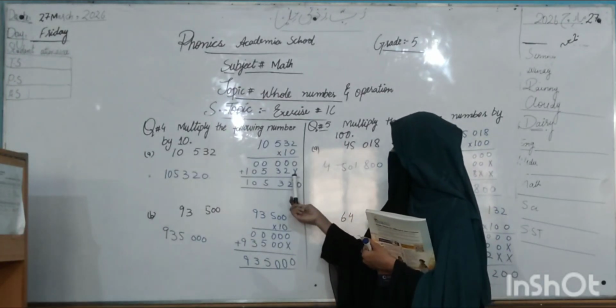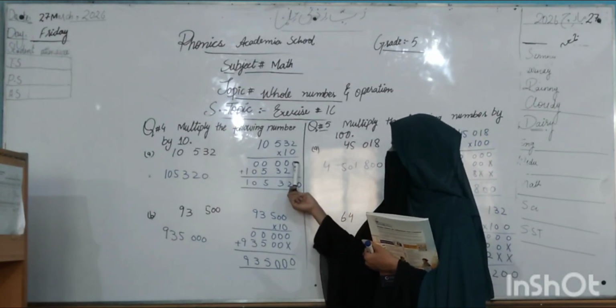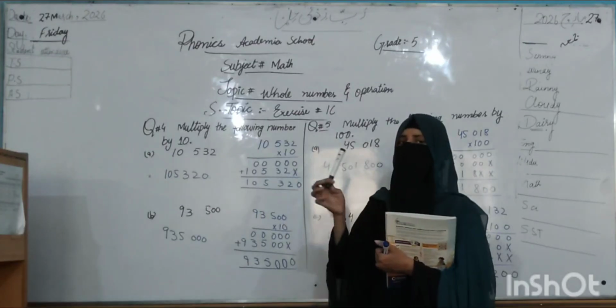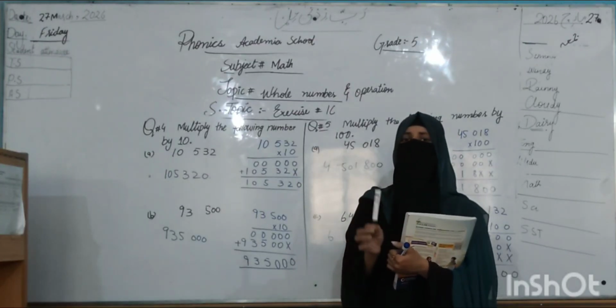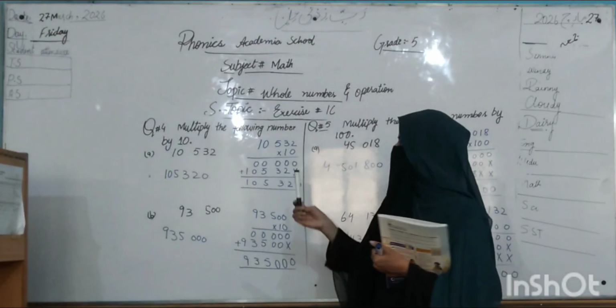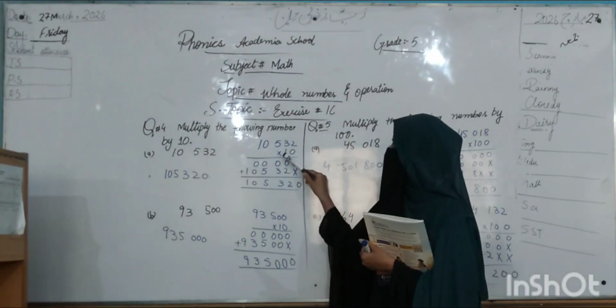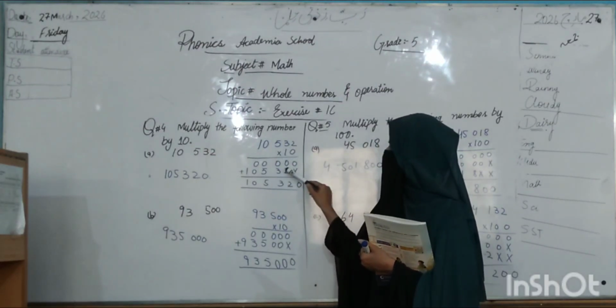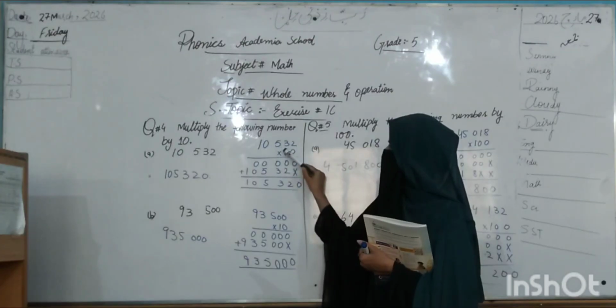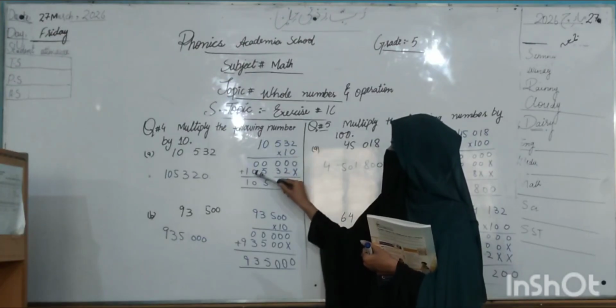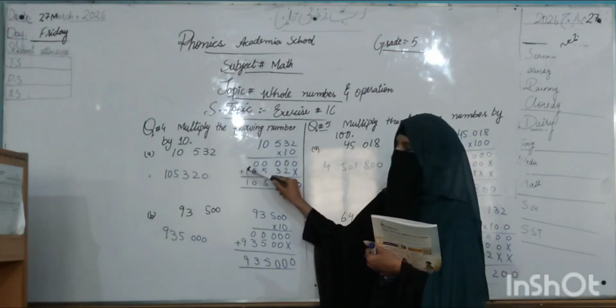Then you have a rule: write a multiplication sign below the first value. Then you start the next multiplication. 1 multiplied by 2 is equal to 2, 1 multiplied by 3 is equal to 3, 1 multiplied by 5 is 5, 1 multiplied by 0 is 0, 1 multiplied by 1 is equal to 1.